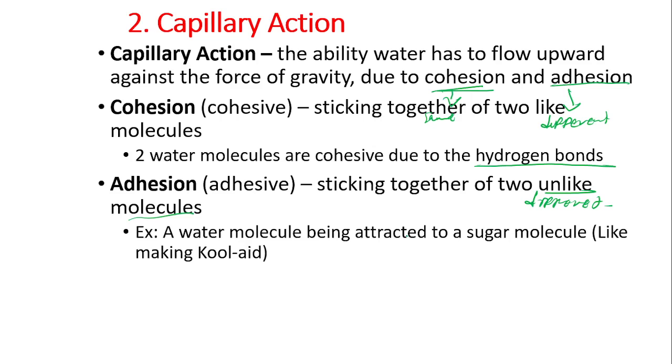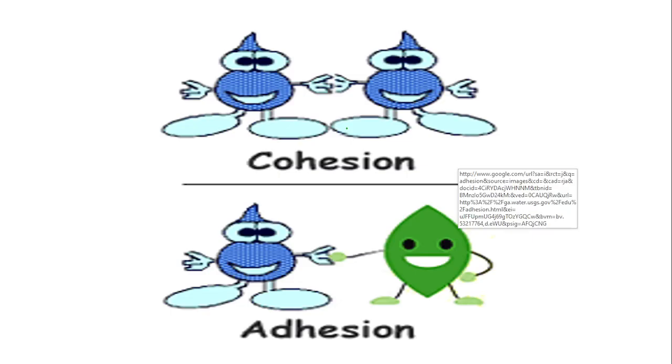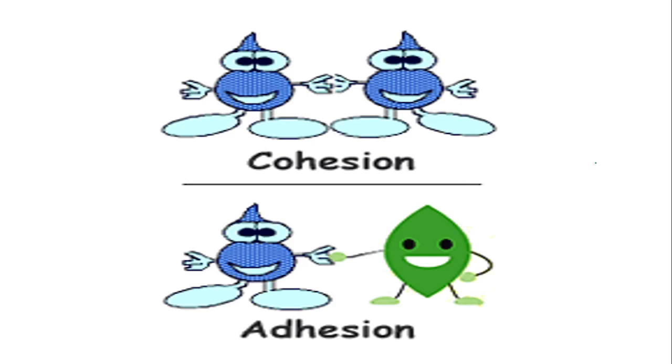So in this case, the sugar molecule, you can talk about glucose. Glucose is soluble in water, and such an interaction is an adhesion interaction. And this interaction is because of the hydrogen bond. So when you use the diagram, this is how the cohesion and adhesion are stated. Cohesion is between same molecules, whereas adhesion is between different molecules.